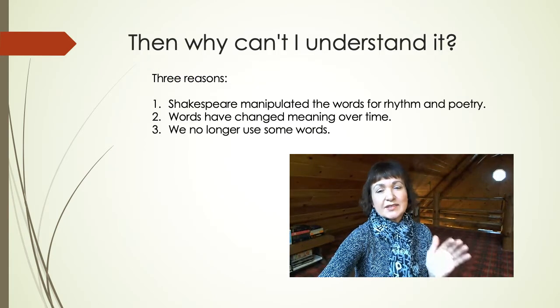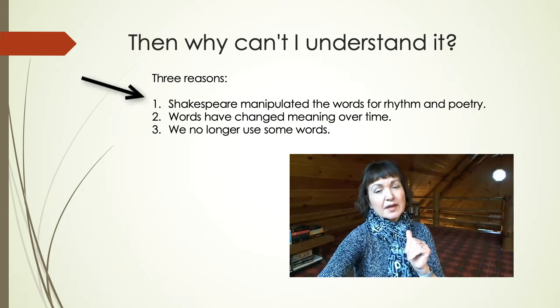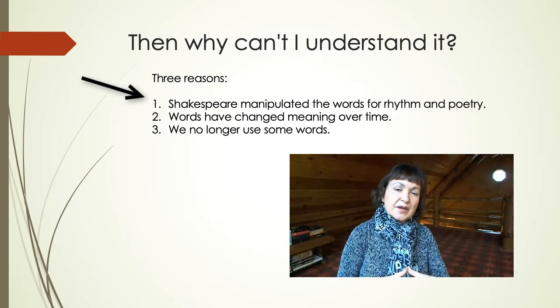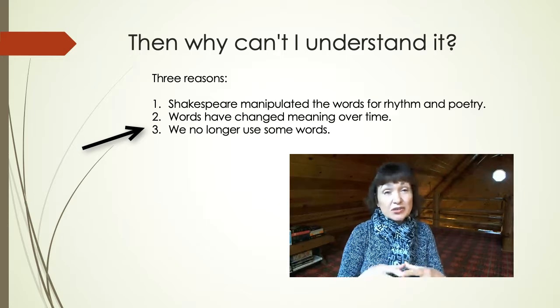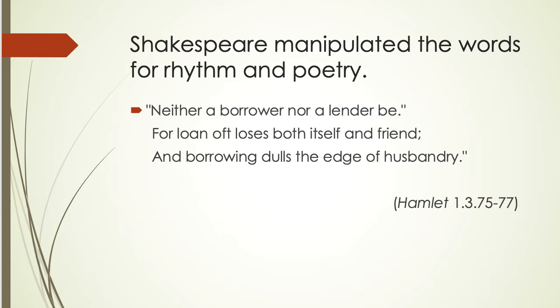So why can't you understand it? Well, there are really 3 reasons. Shakespeare manipulated the words for rhythm and poetry. Words have changed meaning over time, and we no longer use some of the words that Shakespeare used. Shakespeare manipulated his words to fit iambic pentameter and to be what he regarded as more poetic. You know, Shakespeare thought of himself as a poet more than a playwright. Here's a line from Hamlet.